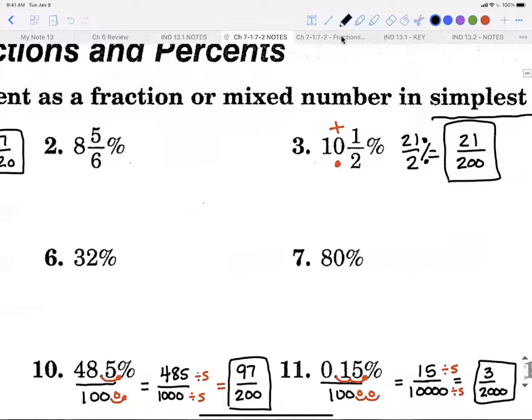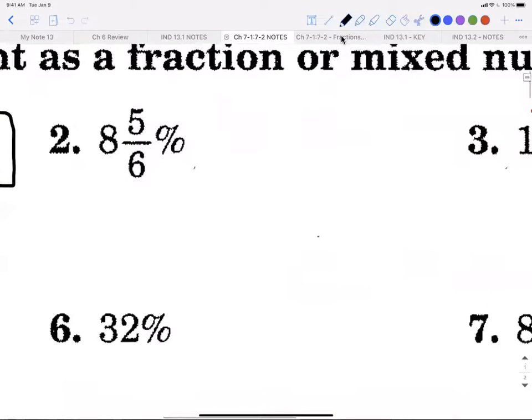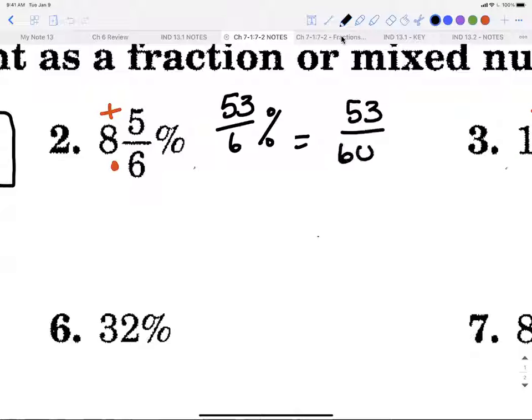You don't have to put this one in your notes. I'm just going to do one more real quick. 6 times 8 plus 5 is 53 over 6. That's still a percentage because I haven't done anything to get rid of that. Now I'm going to get rid of the percentage by keeping the numerator, adding 2 zeros to the denominator, and that cannot be reduced.